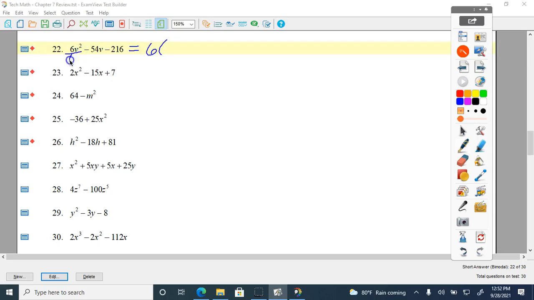When I divide everything by 6, I'll get V squared. 54 divided by 6 is 9V. And negative 216 divided by 6. What is that? 36. Hold on, wait. I didn't put the negative. It's negative 36.